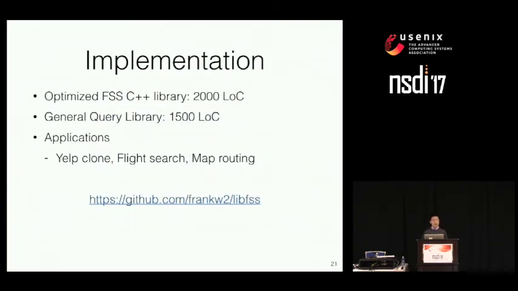So for our implementation, we have an optimized FSS C++ library, which has 2,000 lines of code, a general query library, which has 1,500 lines of code, and we built 3 applications on top of Splinter, a Yelp clone, a flight search, and map routing. And code for our optimized FSS C++ library is available at this GitHub link.